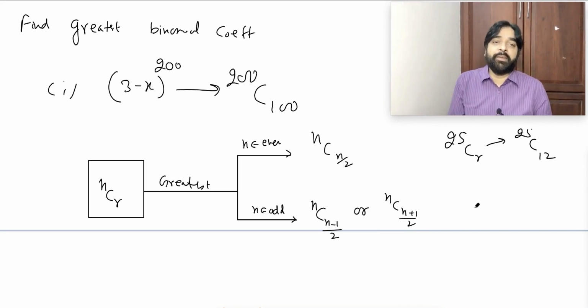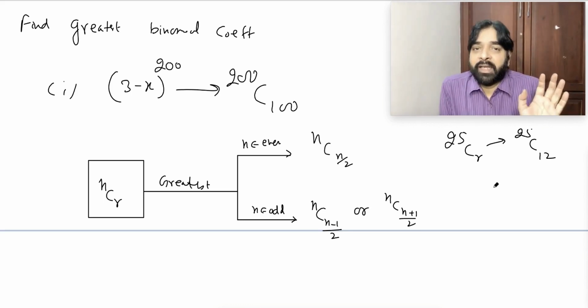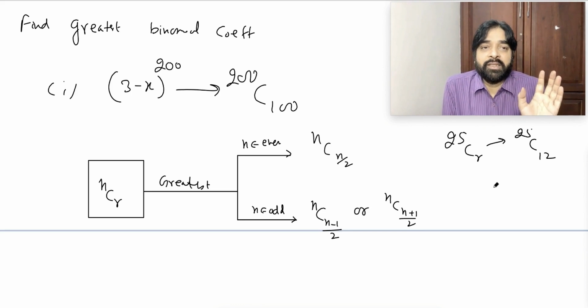Or sometimes they will give you the binomial directly. Can I expect that all of you are clear about the greatest binomial coefficient? Is it right?